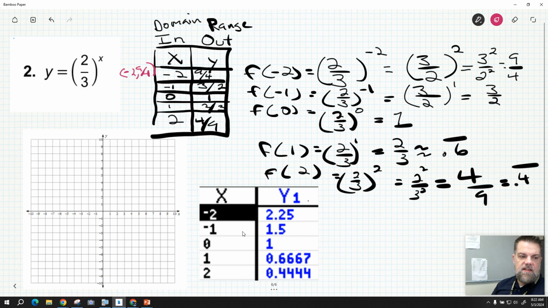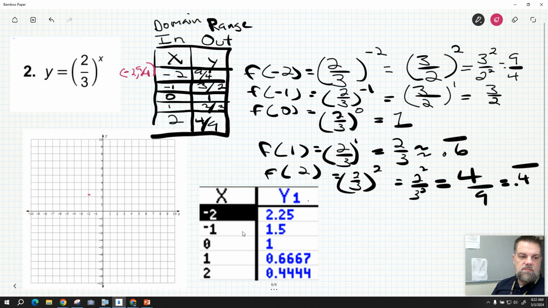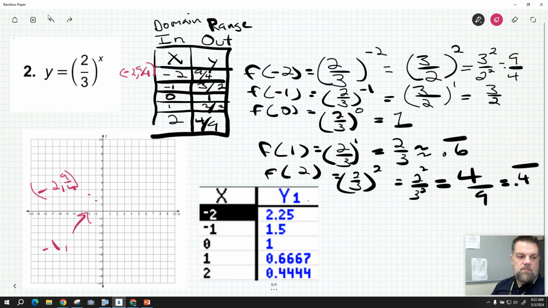I hate that that does that. I wish that it didn't do that. Okay, so that's the point -2, 9/4. I can't write that over there, I have to remember to write it over here. Then the next one is -1, 1.5. That's going to be about right there. -1, 1.5, or 3/2.